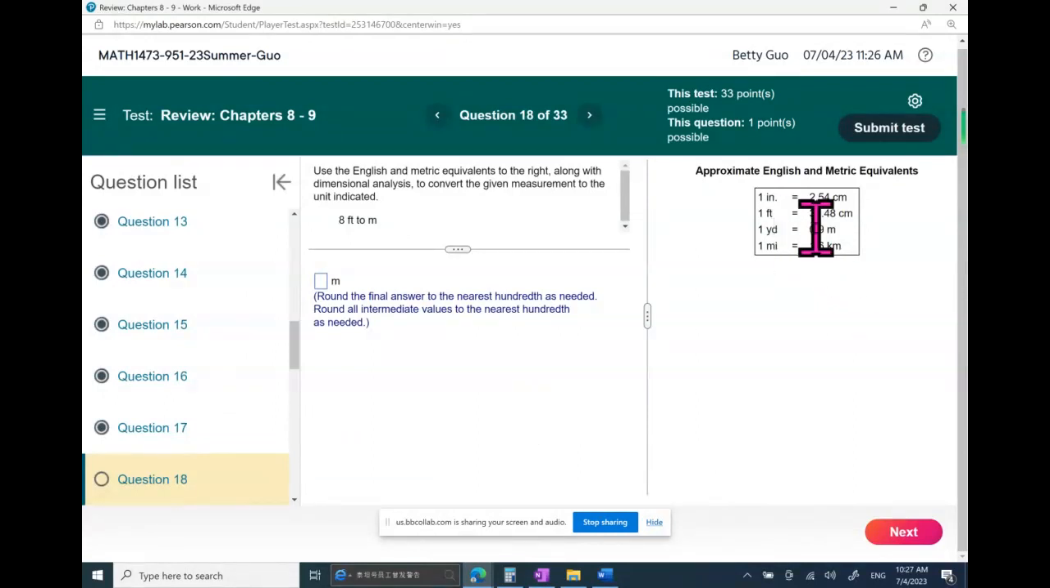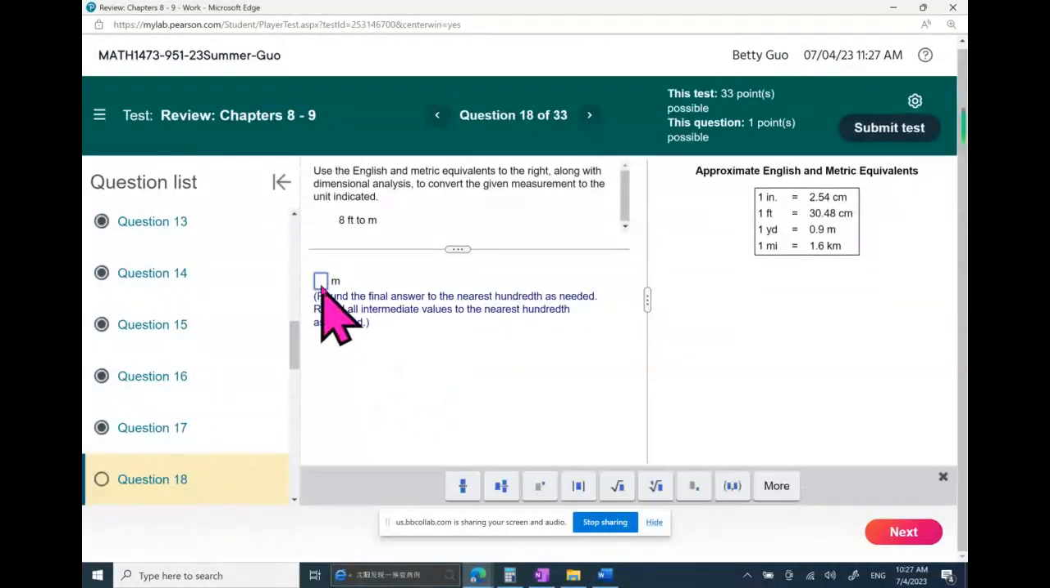This one, a feet to meter. So the equation between feet and meter is not given. But we have the equation between feet and centimeters, right? Let's do centimeters first. 8 feet to centimeter. Centimeter is a smaller unit, so we are going to multiply by the conversion factor. We're going to multiply 8 by 30.48, and we got 243.84 centimeters.